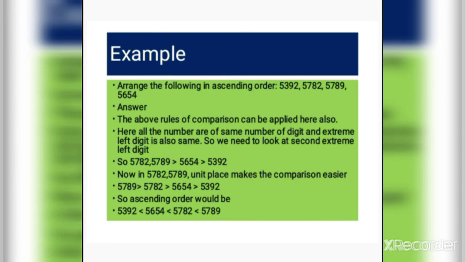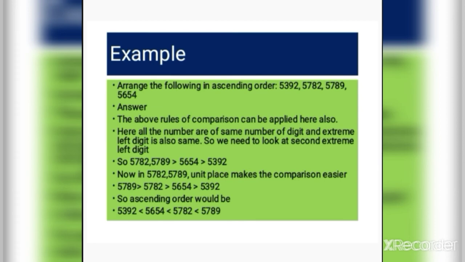Here we have an example. Here we have 4 numbers: 5392, 5782, 5789 and 5654. The above rules of comparison can be applied here also. Here all 4 numbers have 4 digits.